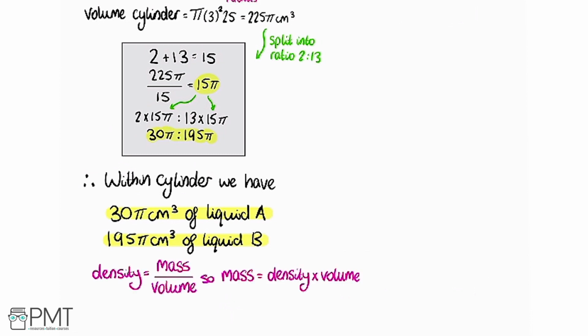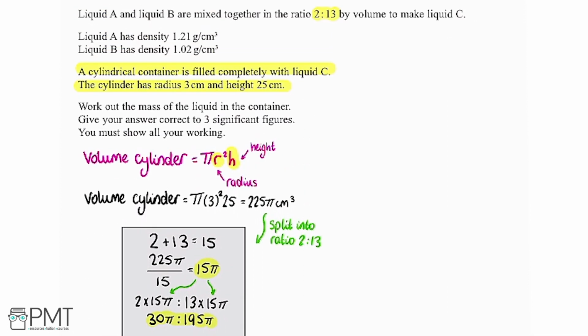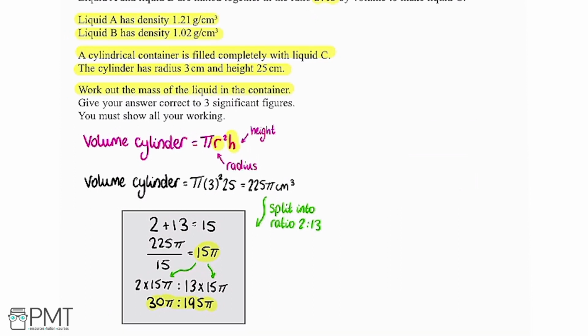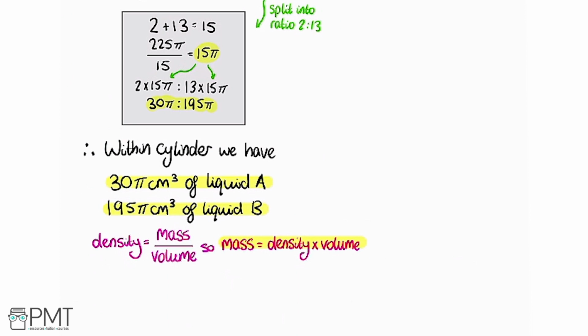Now we've got a formula that density is mass divided by volume. So from that, we can say mass is density multiplied by volume just by rearranging it. And that's great because the question says our goal is to work out the mass of the liquid within the container, so within the cylinder. And we've been told the density of liquid A and liquid B, and we've just worked out the volume. So we've got everything that we need.